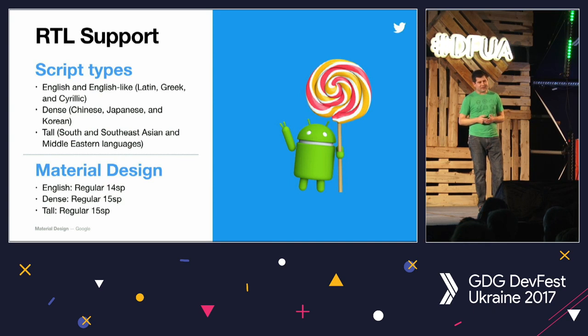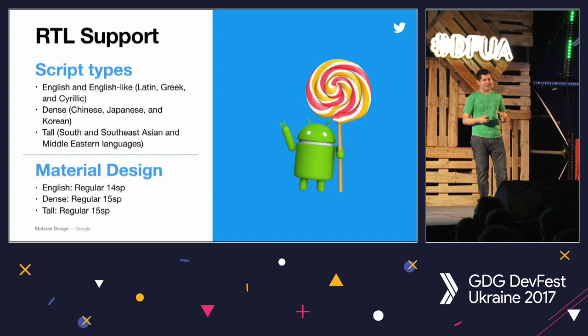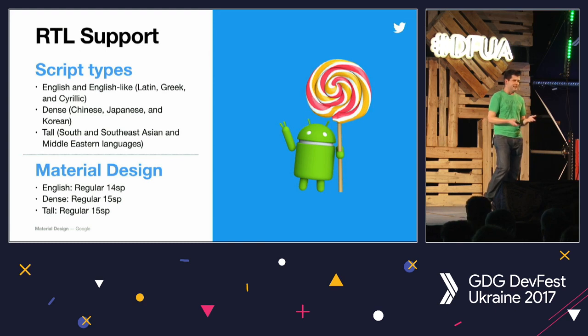So I had an opportunity to talk with some developers in the Middle East and India. And one of the things they told me was that for the Arabic language, you need to make the font bigger. And I wondered if Google had thought about this. They must have, so I went to the material guidelines and read through them.